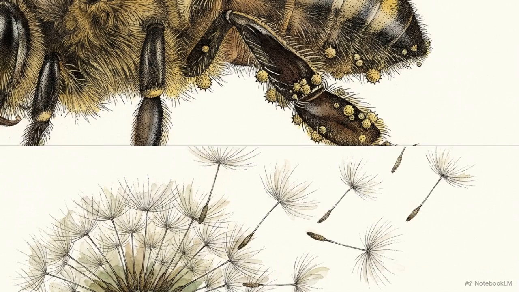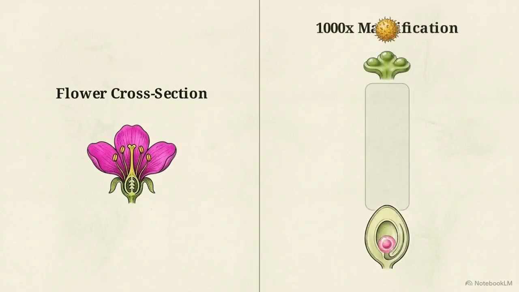Whether relying on wind currents or a passing bee, a plant's physical anatomy perfectly matches the environmental vector it uses to transport its pollen. Once pollination is complete, the pollen grain sits on top of the stigma. But looking at this 1000x magnification on the right, we hit a physical block. The ovule, containing the female gamete, is located deep inside the plant, and the style separating them is completely empty. How does the genetic material bridge that void?